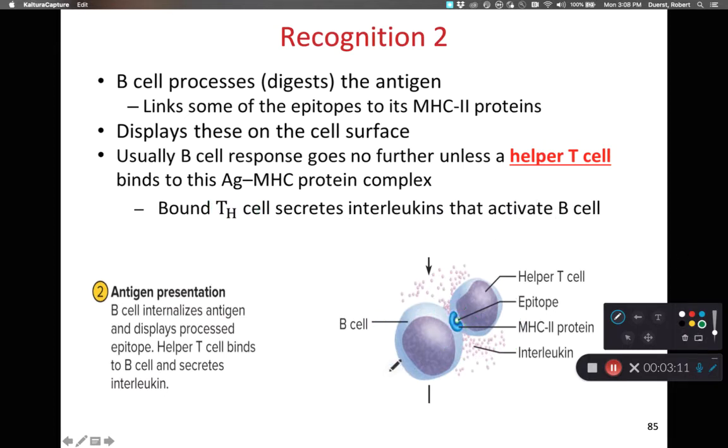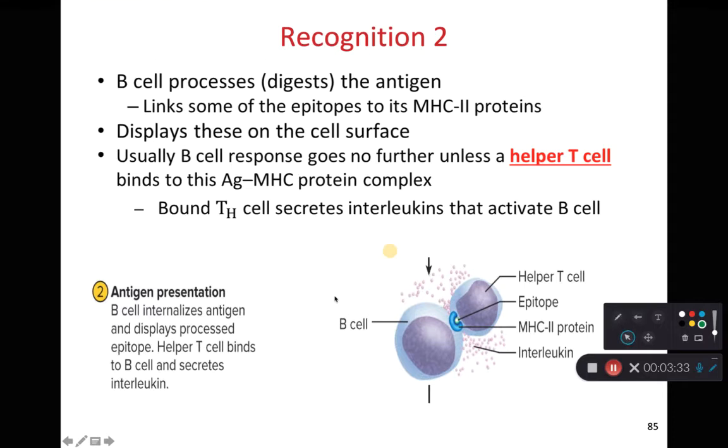So you can think of it like this, in that the B cell is going to the T cell and saying, hey, look what I found. And the T cell says, oh my gosh, that's a big deal. You should do something about it. And then we'll activate the B cell by releasing interleukins to that B cell. And we've now activated the B cell.